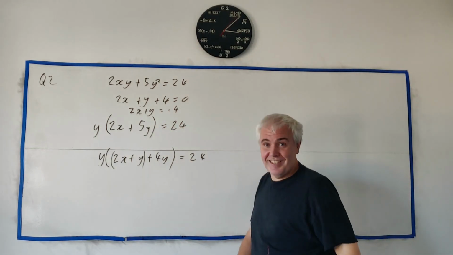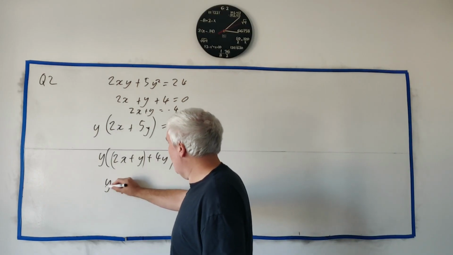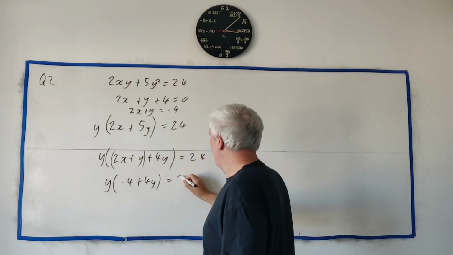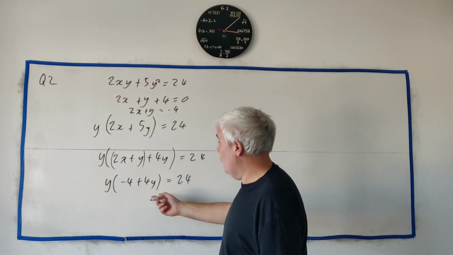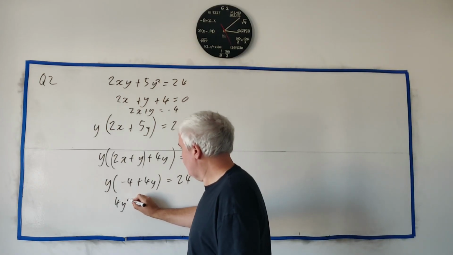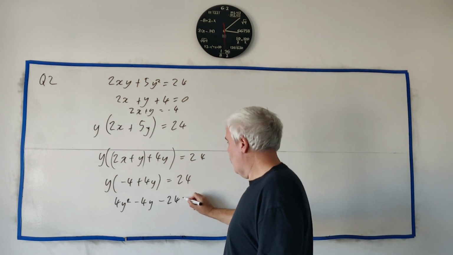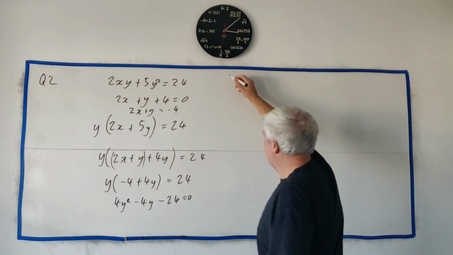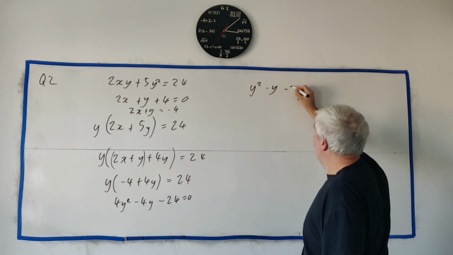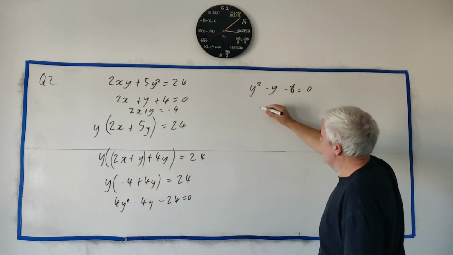So it's a nice tricky way you could have solved this. And this would become y times minus 4 plus 4y equals 24. Multiply this out. We get, let's see, 4y squared minus 4y minus 24 equals 0. Let's divide everything by 4. We get y squared minus y minus, not 24, minus 6 equals 0.